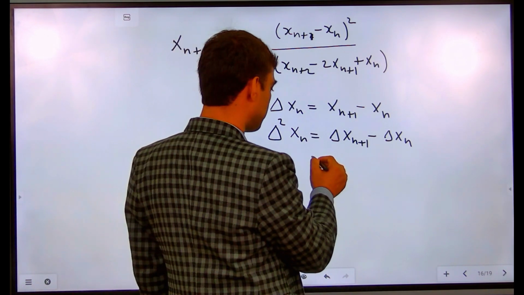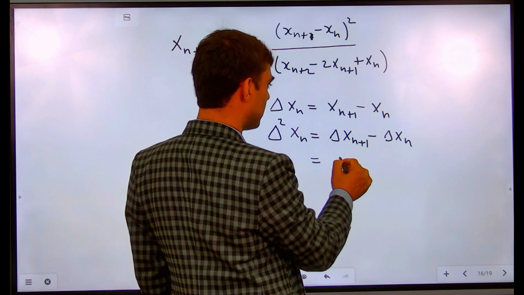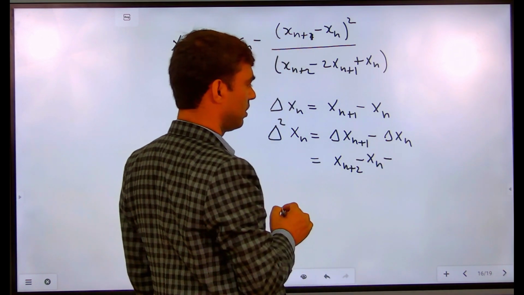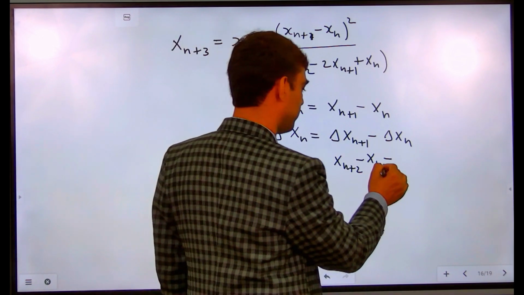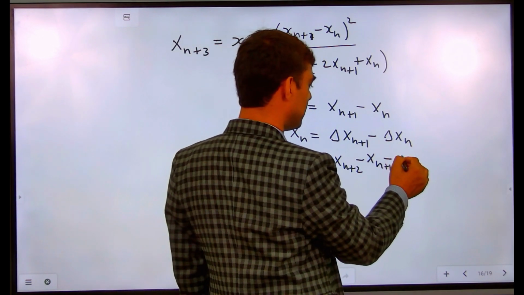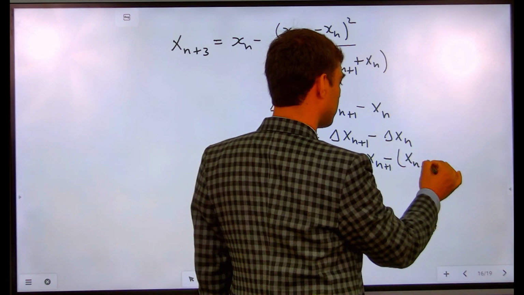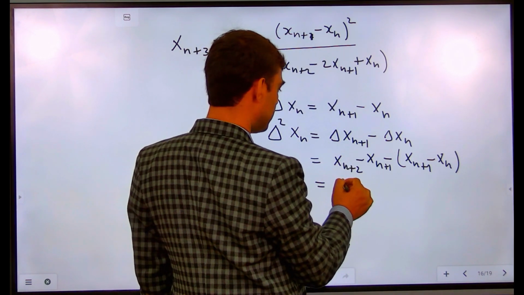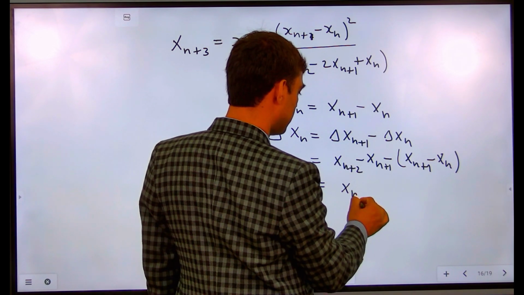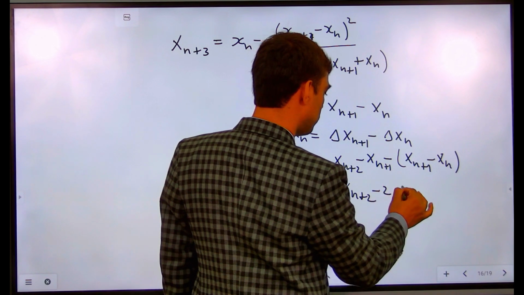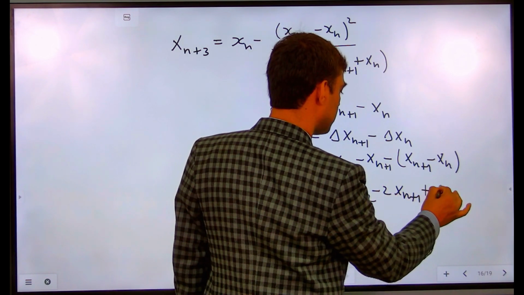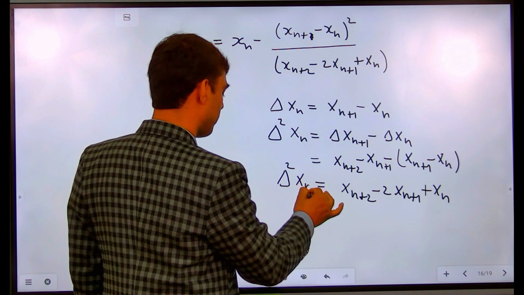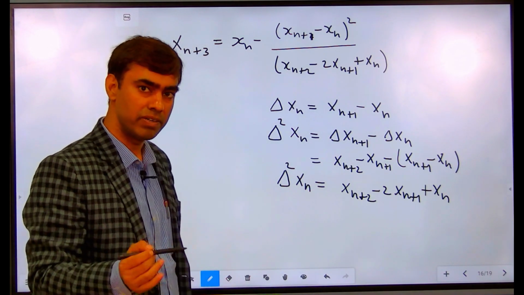Now, what is delta x_{n+1}? If we simplify, delta x_{n+1} becomes x_{n+2} minus x_{n+1}, minus delta x_n, and delta x_n is x_{n+1} minus x_n. If we simplify this, it becomes x_{n+2} minus 2x_{n+1} plus x_n. This is the second order forward difference of x_n.